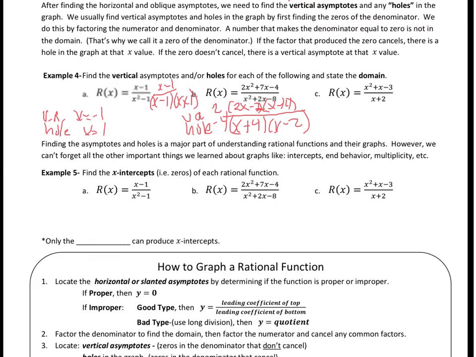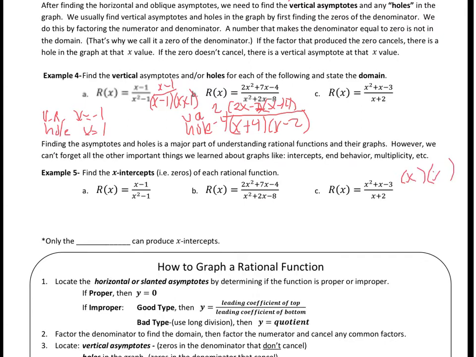All right. So part C. Now this is actually the easiest one. What do we got? Except we need to determine, is it at negative 2? Is that a vertical asymptote or is that a hole? And how do we determine it? We factor the numerator.